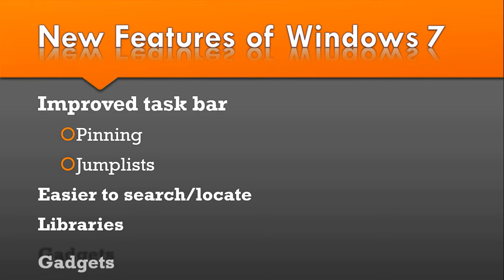Next feature is Gadgets. They are small programs that you place on your desktop for information at a glance. It has many gadgets like calendar, clock, CPU meter, currency, etc.